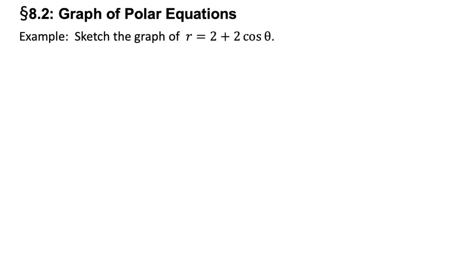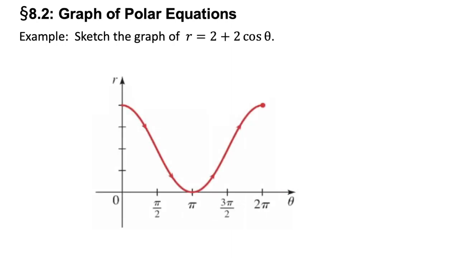Let's sketch r equals 2 plus 2 cosine of theta. This equation graphed on a Cartesian coordinate over one cycle is the graph of cosine stretched by 2 and shifted up by 2 units. Reading values off of this graph, we can plot points on the polar coordinate plane.